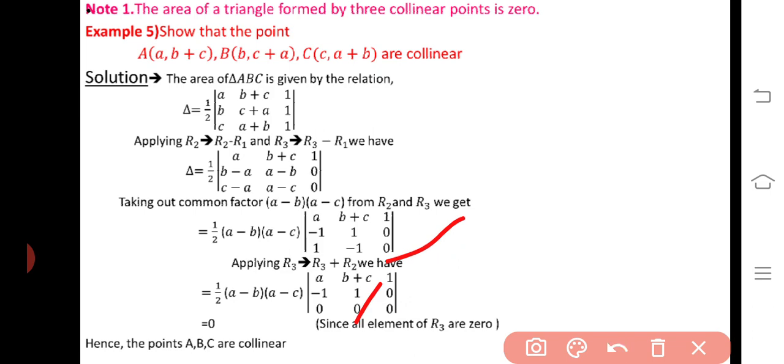Means what? Here see, all the 3 elements of the third row are 0. If you expand along the first row, we will get 0. Since all the elements of row 3 are 0, hence the points A, B, C are collinear.